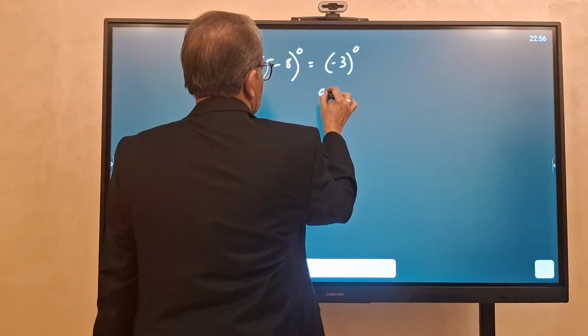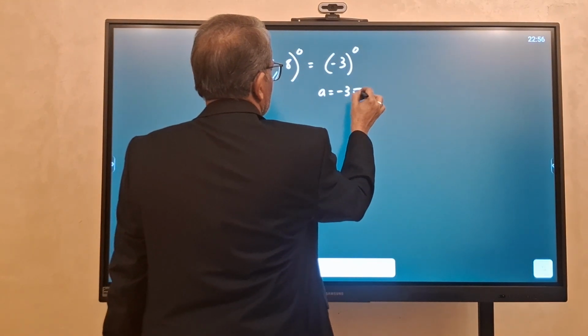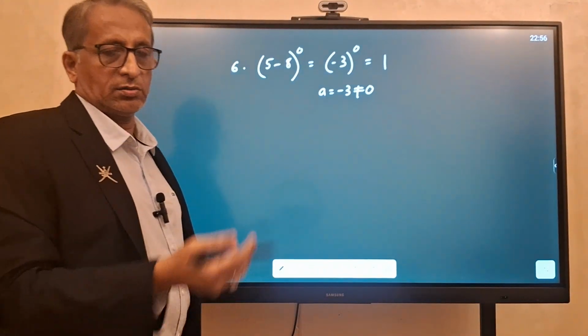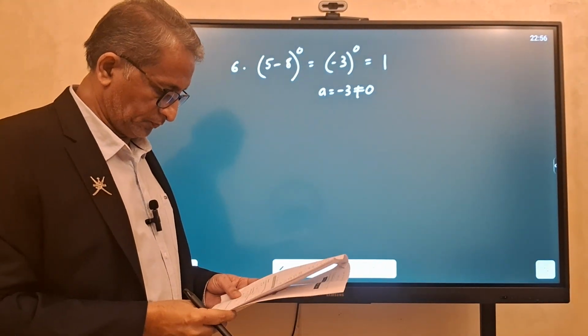So what is the base here? Minus 3, which is not 0. Therefore, the answer is what? 1, according to the law.